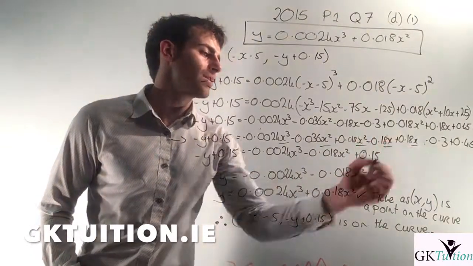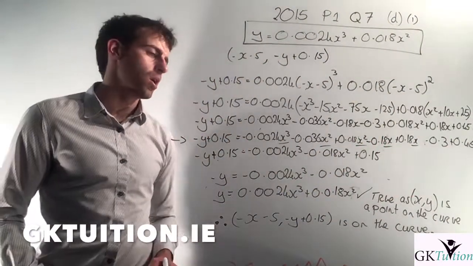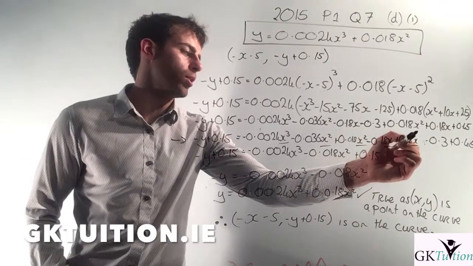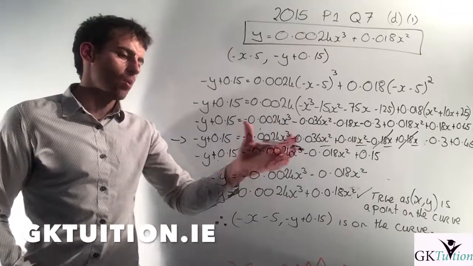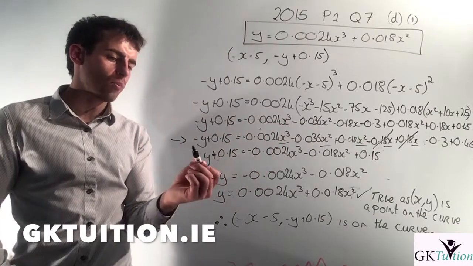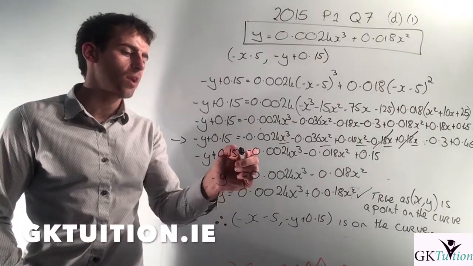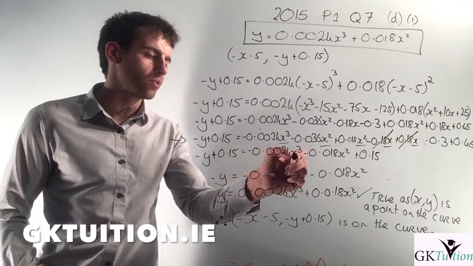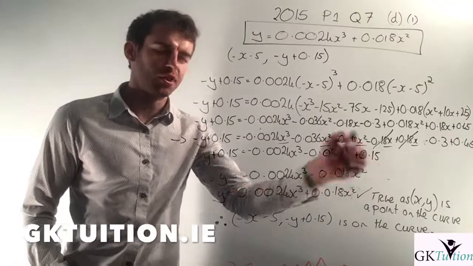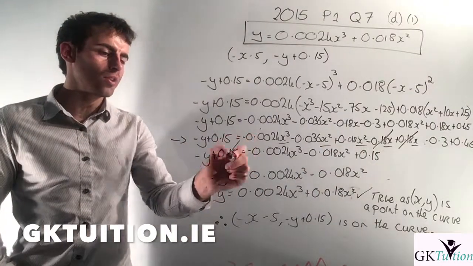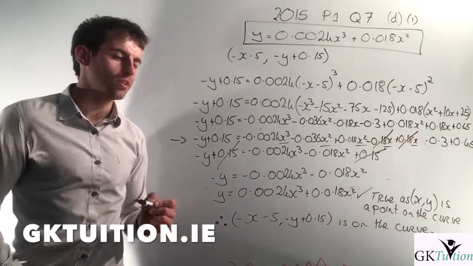I've grouped my x's together, and I've grouped my numbers together. You'll notice here that plus 0.18x and minus 0.18x will cancel each other out. And when we group all our like terms, we're left with minus y plus 0.15 equals minus 0.0024x cubed minus 0.018x squared plus 0.15. So you'll notice that my 0.15s on each side will cancel each other out.